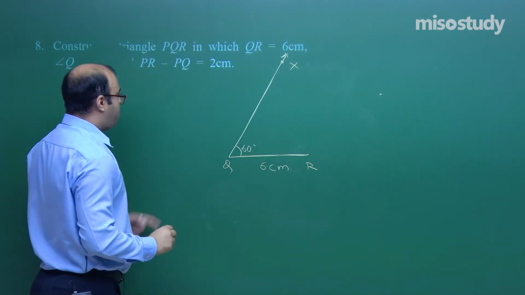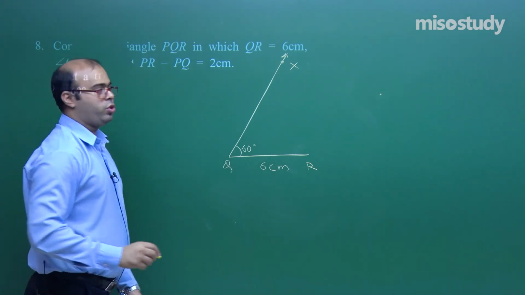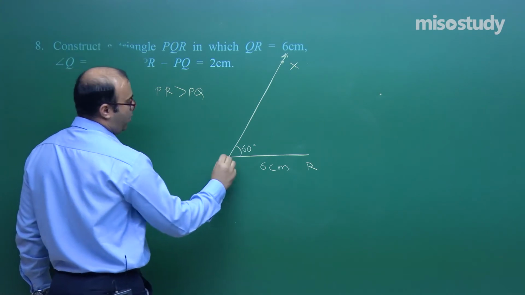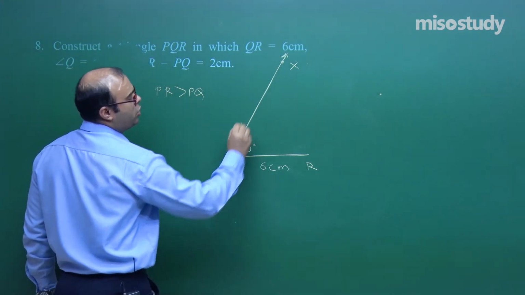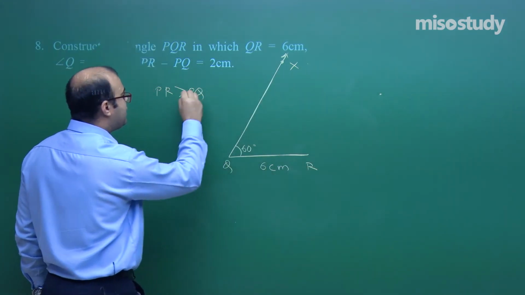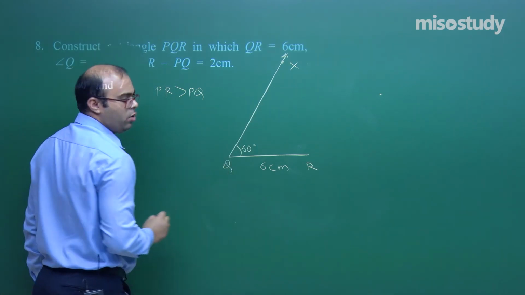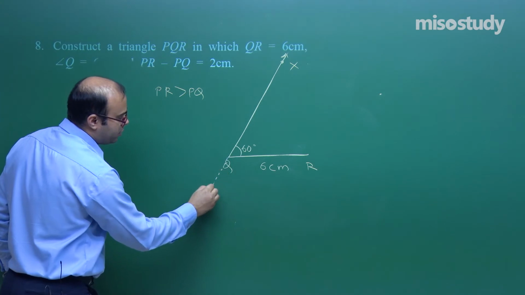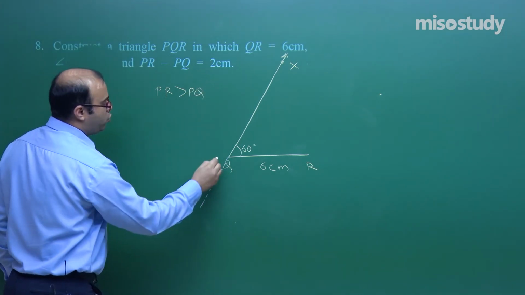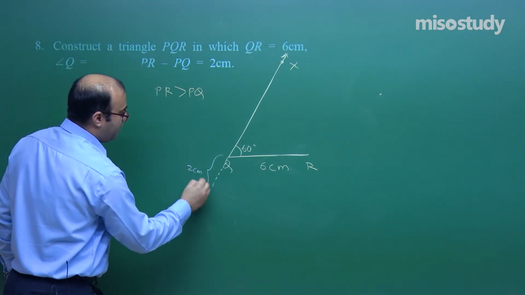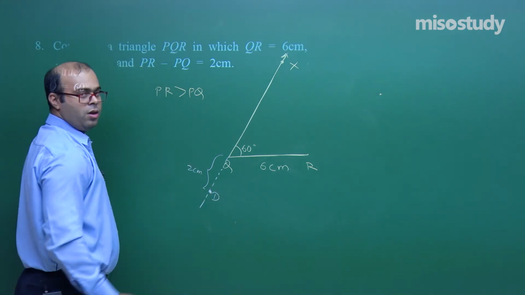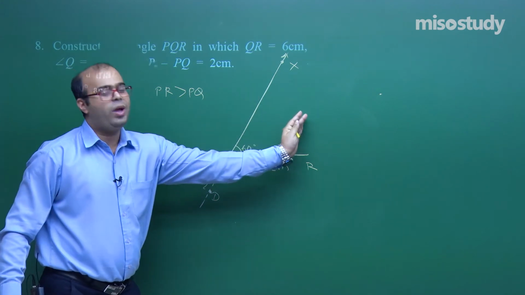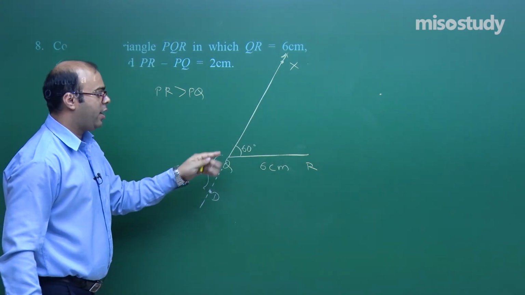But what is another point? PR minus PQ is equal to 2 centimeter. That means PR is greater than PQ. So the side which is opposite to angle Q is PR. That is greater than the side along Q, that is PQ. So here what we do, in this case we extend it backwards and we take a distance 2 centimeter here, and let us take this point as D. We extend it backward because here PR is greater than PQ. The side opposite to angle Q is greater, not adjoining angle Q.